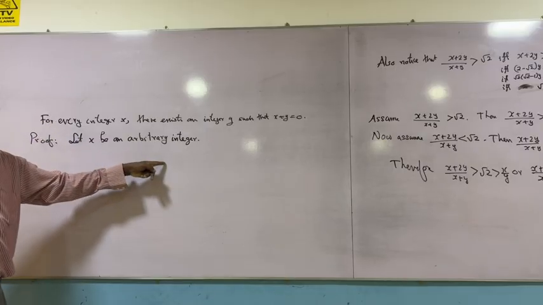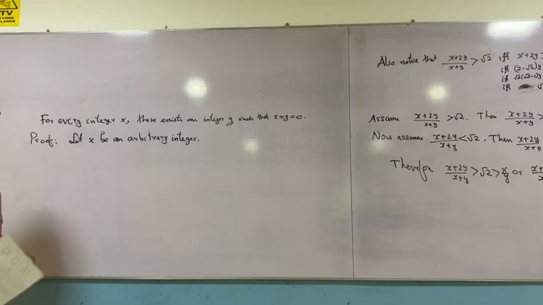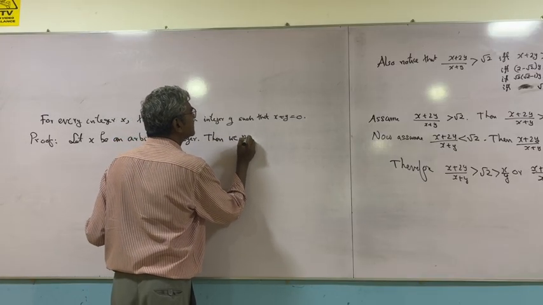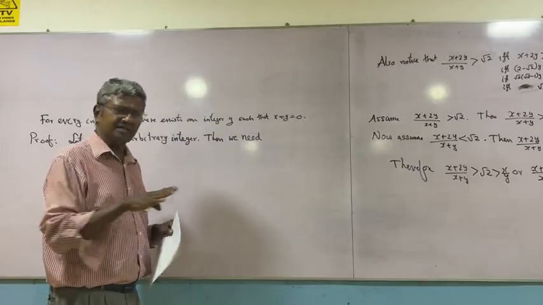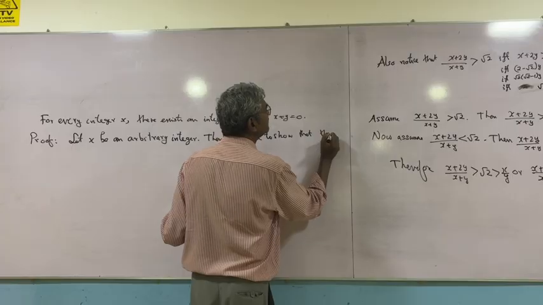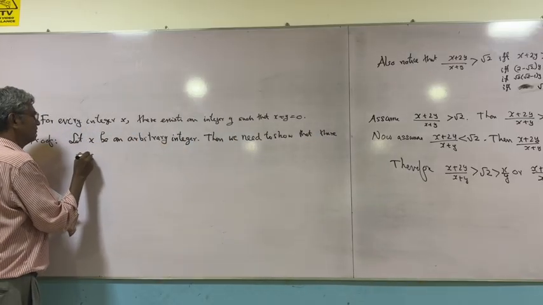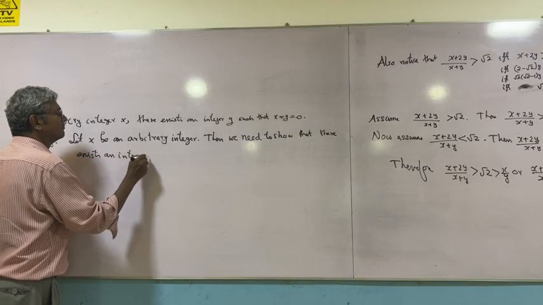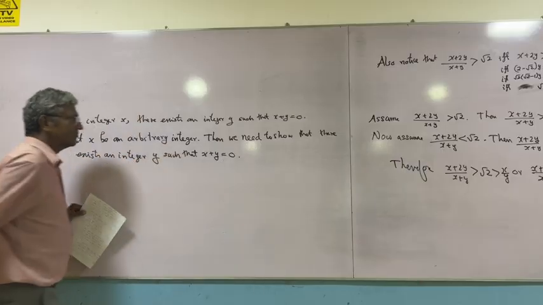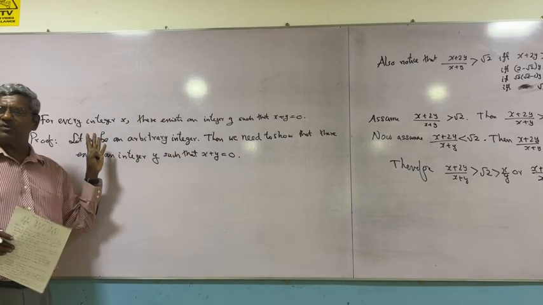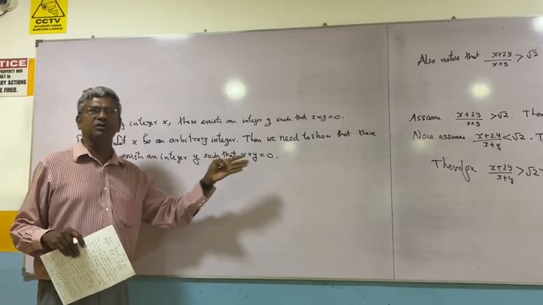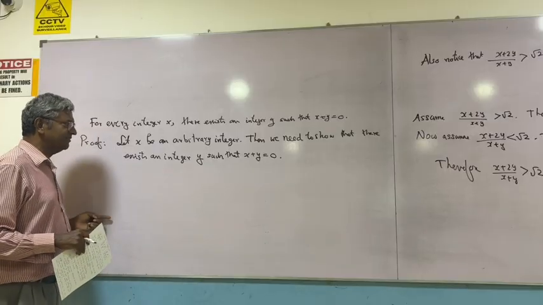Now, this much I have written. For every integer x, I said let x be an arbitrary integer. Now what do we have to show? We need to show that there exists an integer y such that x plus y is equal to 0. When you are writing at the beginning, it is good to write this way. This is not necessary for the proof of this thing, but when you are trying to learn how to write a proof, it is always helpful to write this kind of statement. What to do now? We need to show that there is an integer y such that x plus y equals 0.